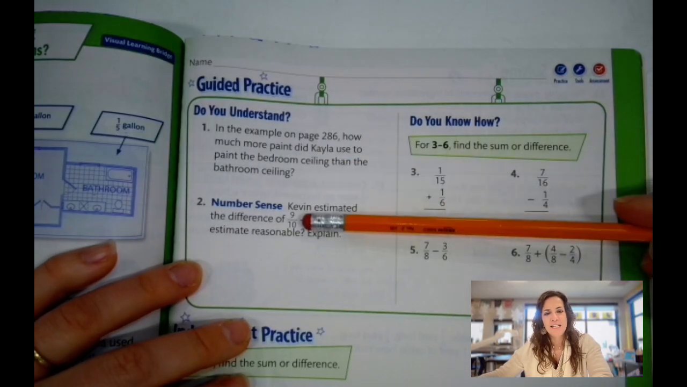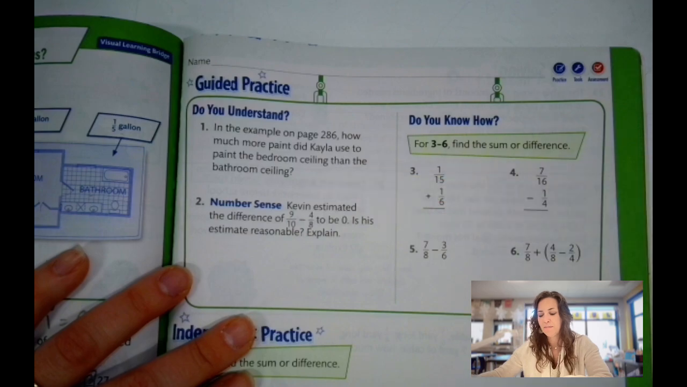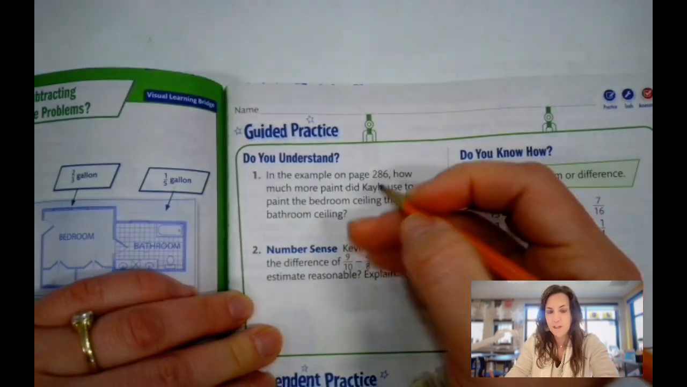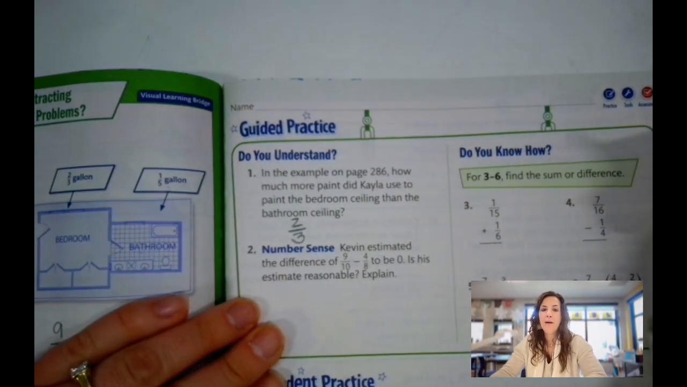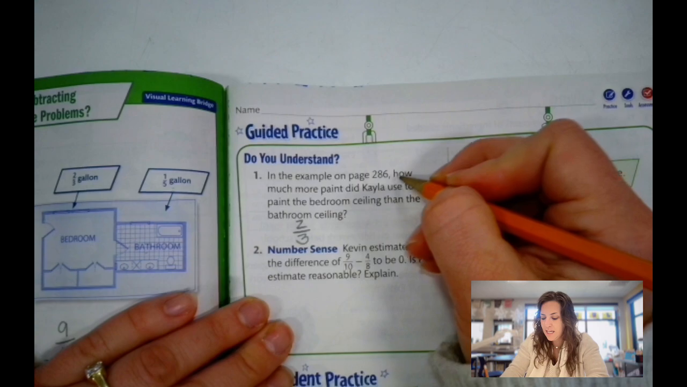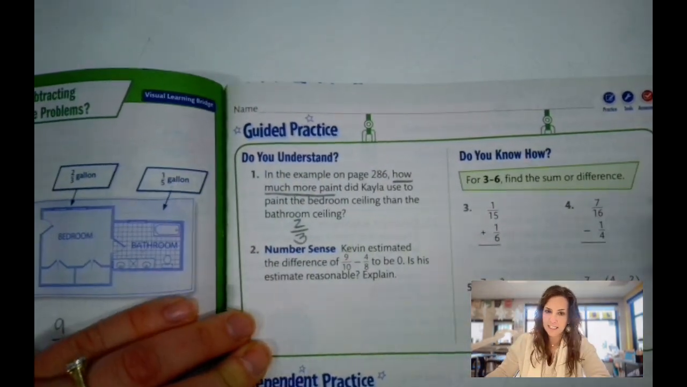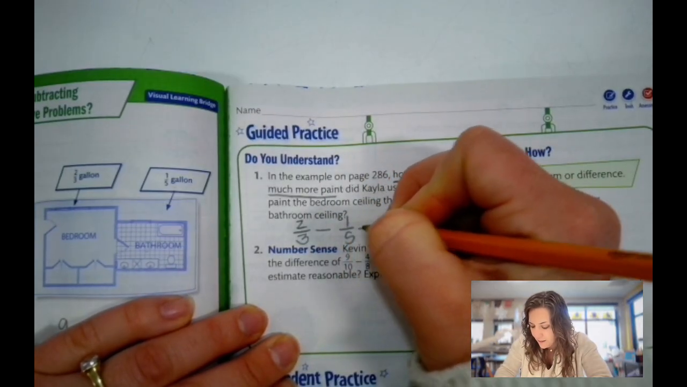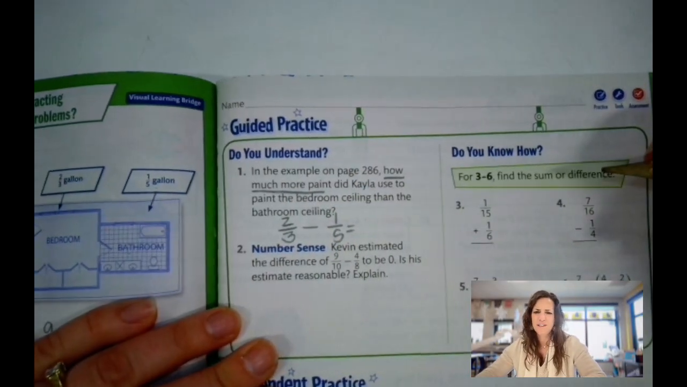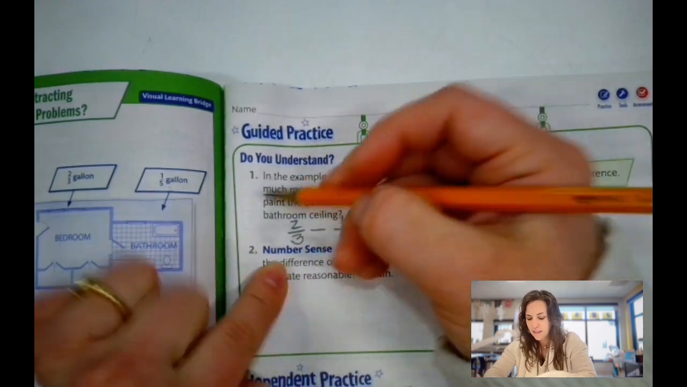So it says, number 1, in the example on page 286, how much more paint did Kayla use to paint the bedroom ceiling than the bathroom ceiling? So in the bedroom, she used 2/3. And how much more? That is a key word to tell me that they're going to be subtracting. I need to subtract to solve. So 2/3 minus 1/5. Now, not enough room here to solve. But if I were using the giant one, I could squeeze them in right next to it.